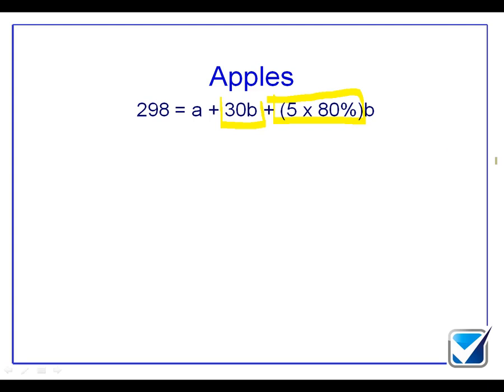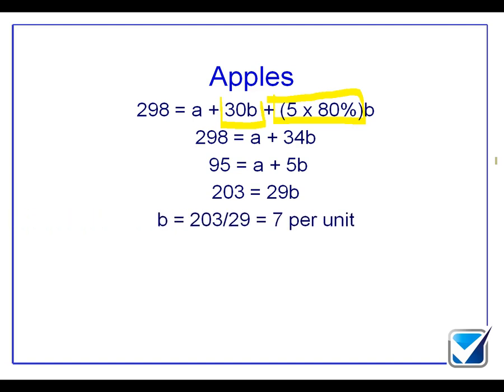So that now means that 298 equals A plus 30B plus 5 by 80% of B's. And that now means that 298 equals A plus 34B, which suddenly makes this equation seem really simple to work out, because that's my high equation. I then have my low equation, which is the $95 equals fixed cost plus 5 lots of apples. I can then solve this equation and work out that my B comes in as $7 per unit, or $7 per apple. If I then plug that into my calculation of 95 equals A plus 5B, I get an overall figure for A of $60.